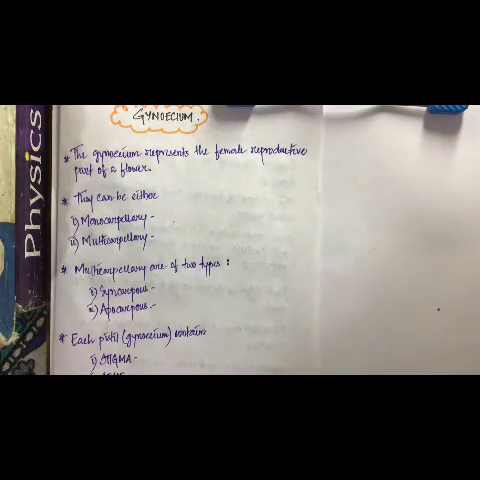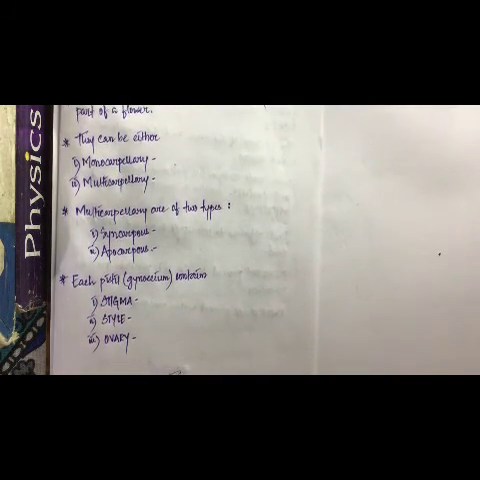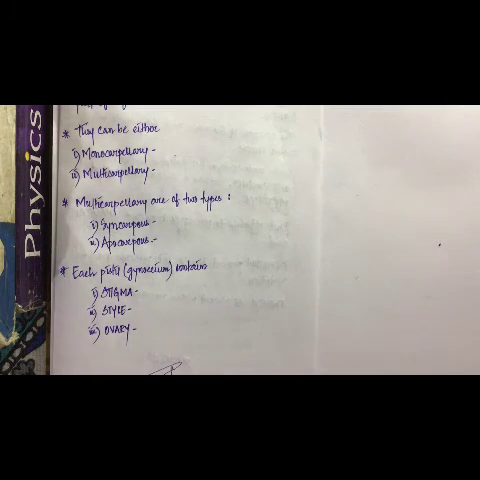Gynoecium is what? It is the female reproductive part of the flower. Androecium is what? It is the male reproductive part of a flower. Now this gynoecium can either be monocarpellary or multicarpellary. What is the meaning of monocarpellary and multicarpellary?